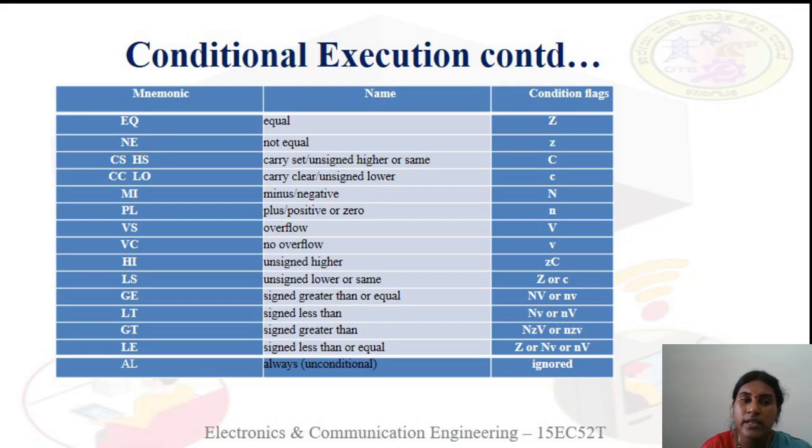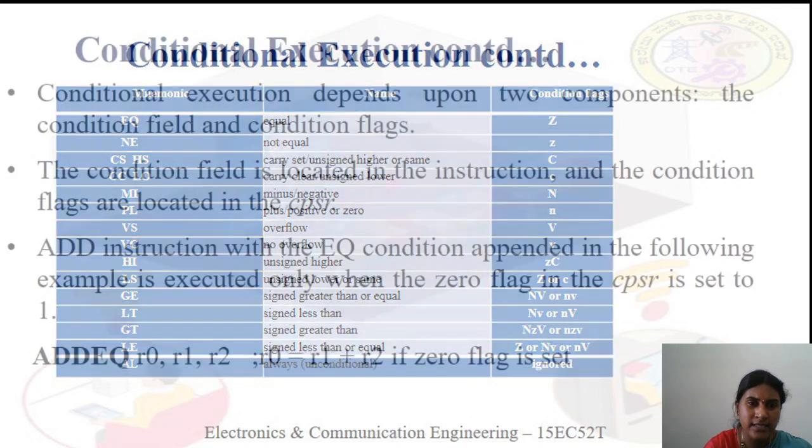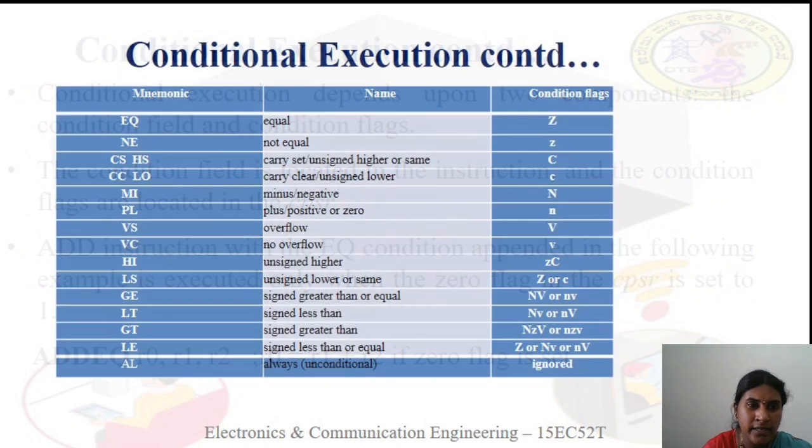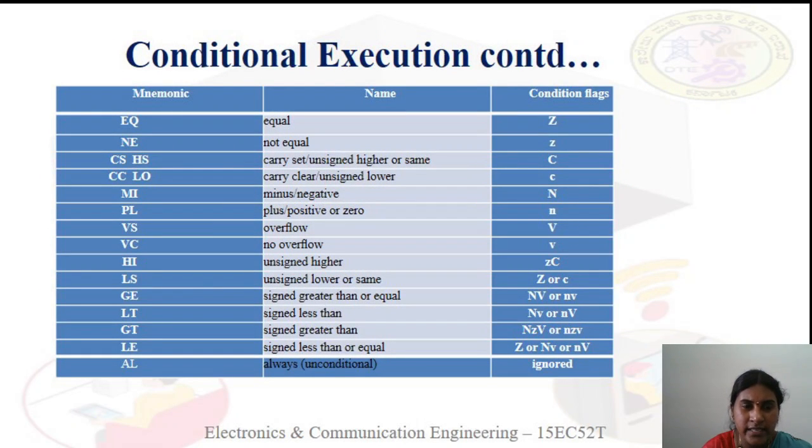Now, I will consider one more example, that is NE. NE means not equal. Not equal means the zero flag will be clear. You know that. So, I will go to the last slide. Take down, my dear students. You have ADD EQ, no? You take down now ADD NE R0, R1, R2. What will it do? NE means it is not equal. Not equal means the zero flag should be 0. Right? The zero flag should be clear.